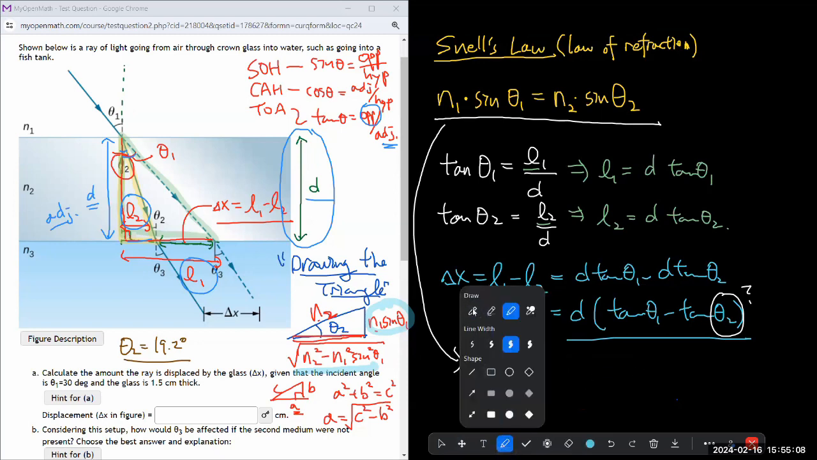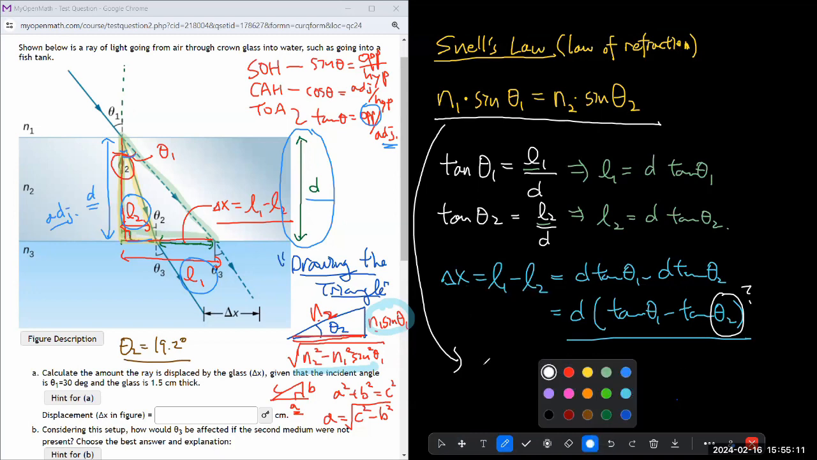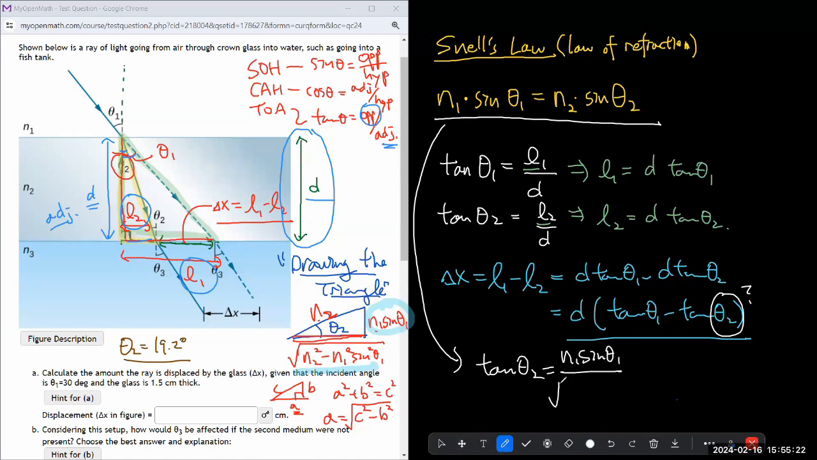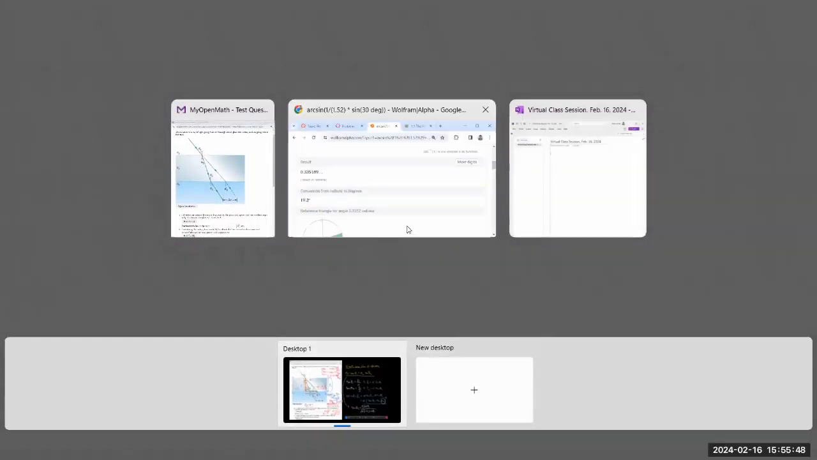So here where we need to know the tangent of theta 2, I can say tangent of theta 2. Okay, let me refer to the triangle I've drawn. I can go opposite N1 sine theta 1 over the adjacent, square root of N2 squared minus N1 squared sine squared theta 1. And in terms of my known quantities, this is an algebraic expression. I can plug it in there, so I can have an expression for delta x that's completely algebraic, and that'll get me the correct answer. So let me enter the numbers into my calculator on that basis.